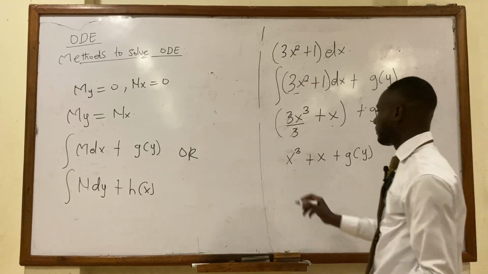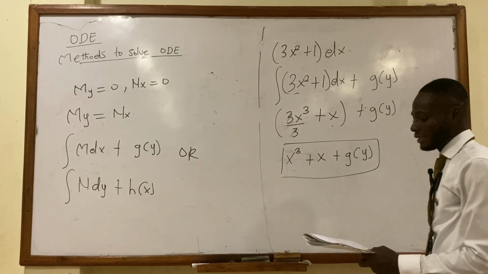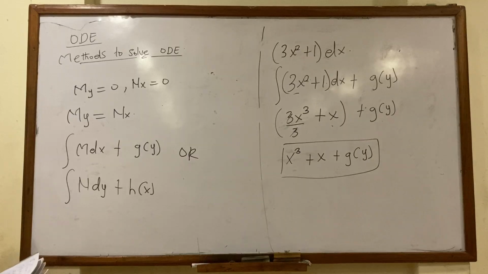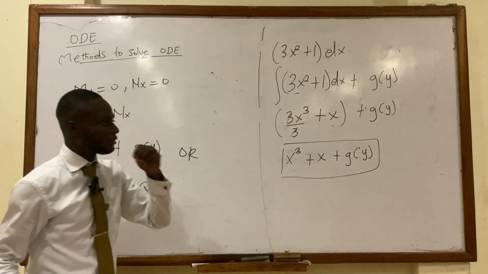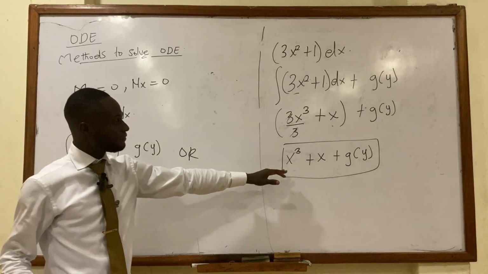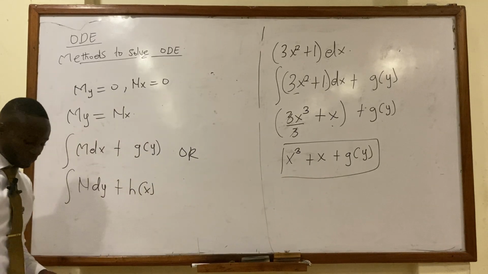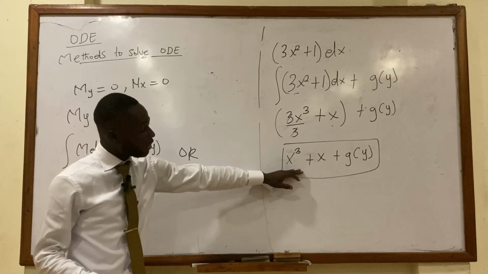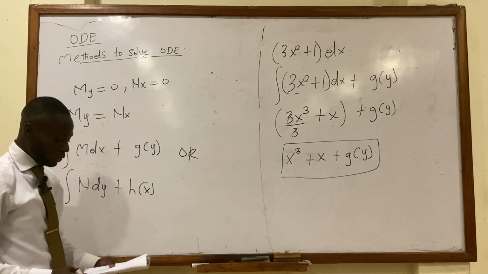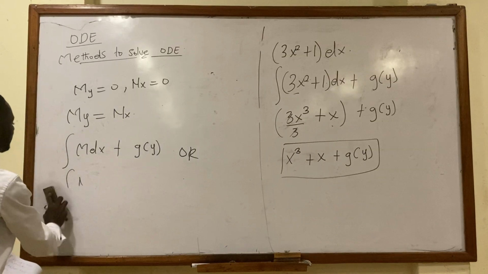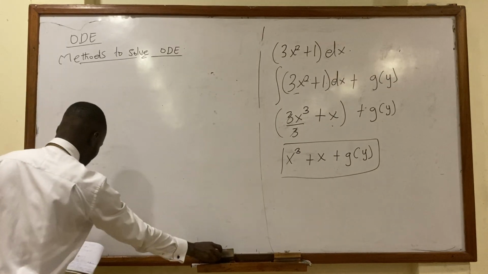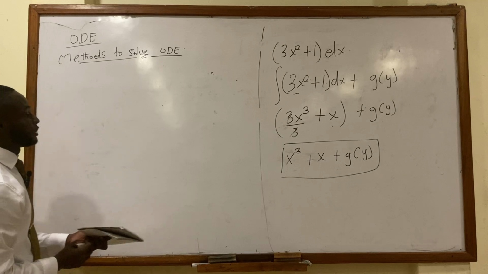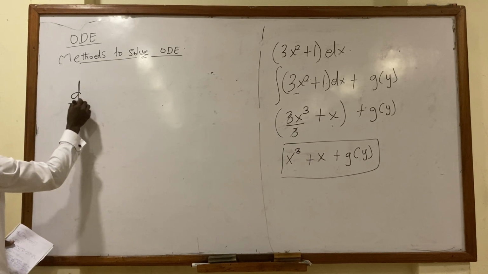So what is our next step? What is our next step? So our next step is to differentiate this function partially with respect to y, because we are interested in the y part of this function. All right, so we differentiate this function partially with respect to y. This is because our main objective, our main aim, is to solve for g of y. All right, so if you differentiate this function with respect to y, we have the partial derivative with respect to y.